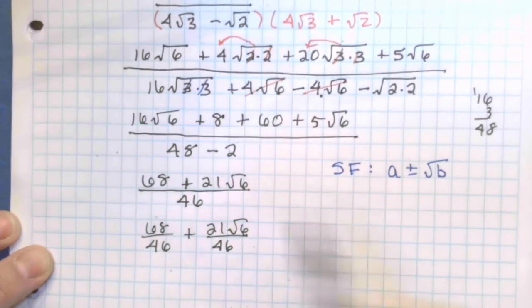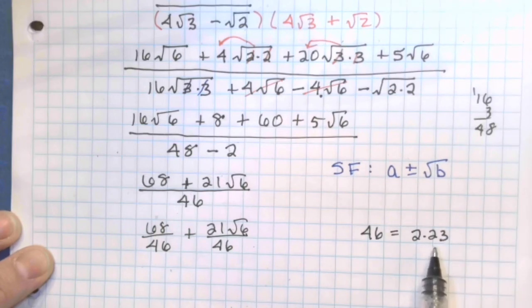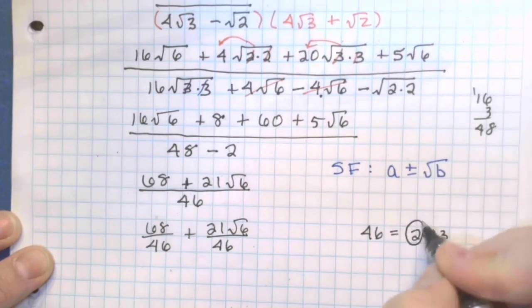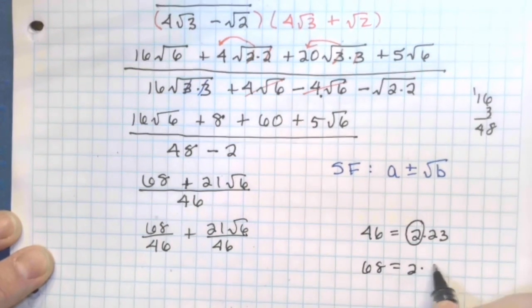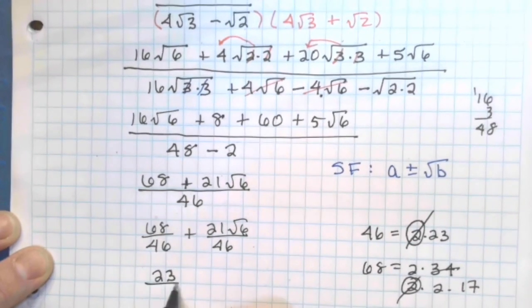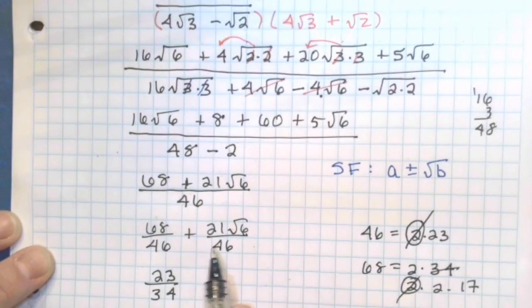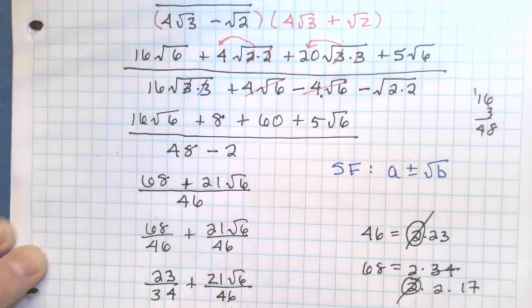Now 68 and 46, let's see, 46 is 2 times 23. 23 is a prime number. So really the only factor they might have in common is going to be a 2. So 68 is 2 times 34. 34 is 2 times 17. So they do have a 2 in common. So I'm going to end up with 23 over 34. On the second one, 21 is 7 and 3, neither of which are factors of 46, so it does not change. 21 radical 6 all over 46.